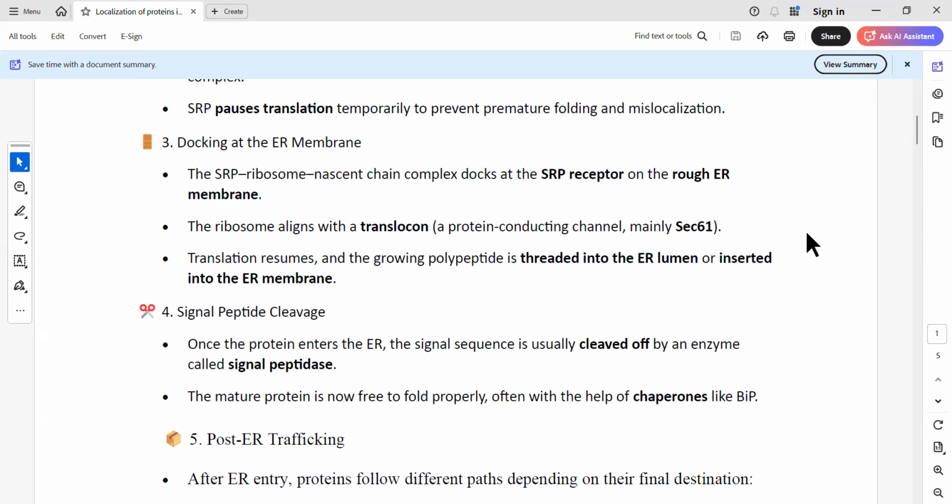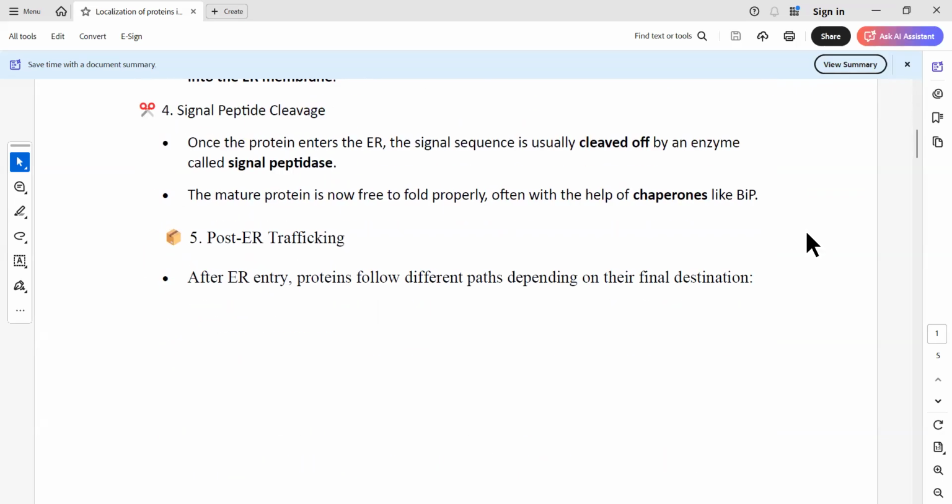তারপর কি হচ্ছে, now the protein enters through the translocon, it enters the endoplasmic reticulum, and now the signal sequence is cleaved by an enzyme known as the signal peptidase. ঠিক আছে, now the protein folding takes place with the help of chaperones like BiP. This I have already told you in the last class as well. ঠিক আছে, so after entry, proteins follow different paths depending upon their final destination.